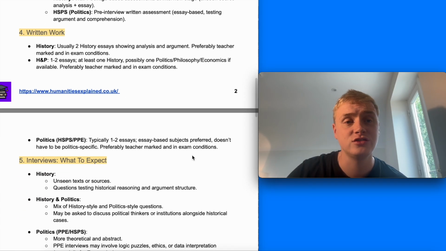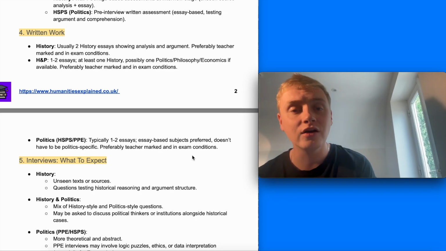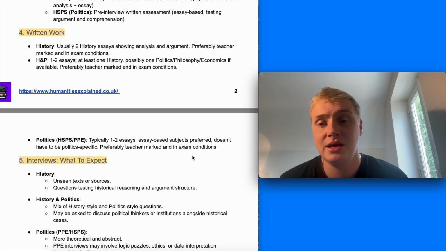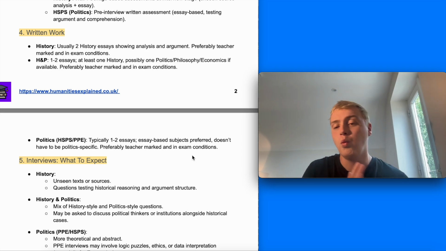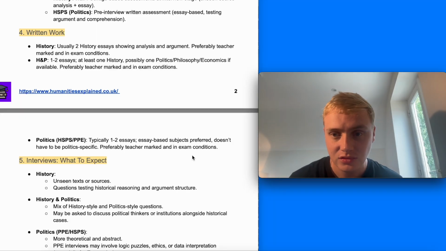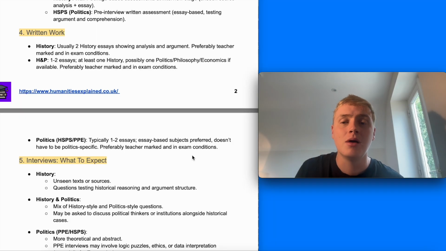In terms of written work, for history, you're normally required to send in two history essays showing analysis and argument. Preferably, they should be teacher marked in exam conditions, and that effectively means that they don't want you to write something way more than you could write at A-level. They don't want 20 pages. Effectively, it should be something maybe written for your A-level, and it needs to be marked, and if possible, in exam conditions.